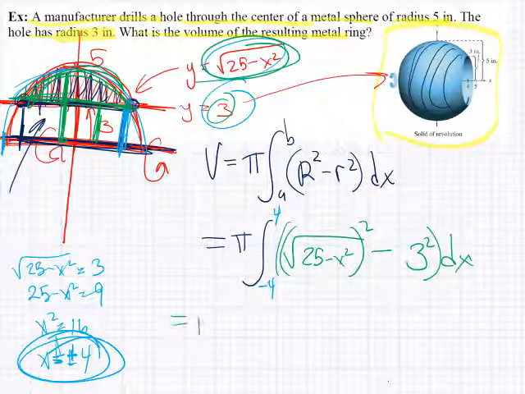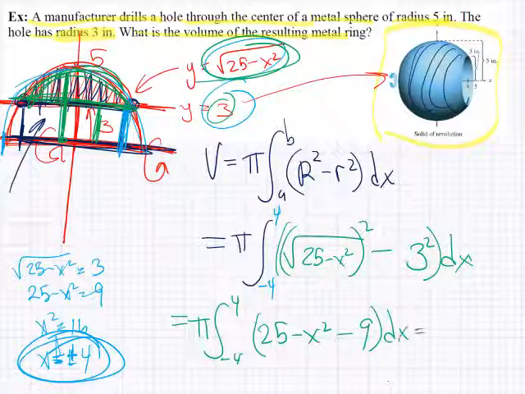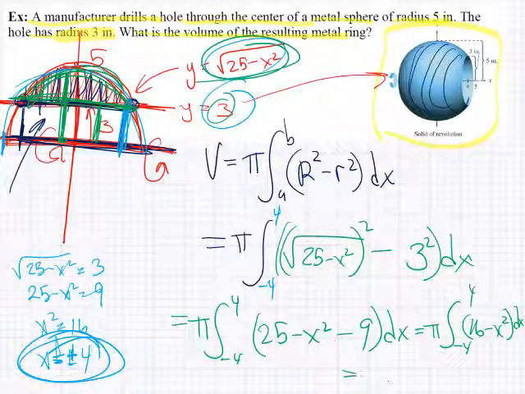So ultimately our integral is going to be pi, integral from negative 4 to 4, 25 minus x squared, because I squared the square root, gets rid of it, minus 9, dx, which would give me pi times the integral from negative 4 to 4 of 16 minus x squared dx. Pretty easy integral to do. Once you integrate, you plug in your negative 4 and 4, do your computation, you end up with the answer. In the end, we end up with 256 pi over 3.